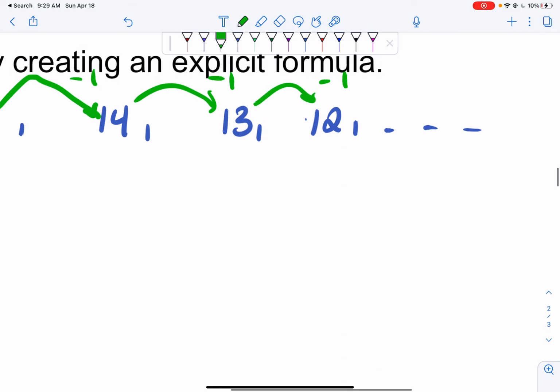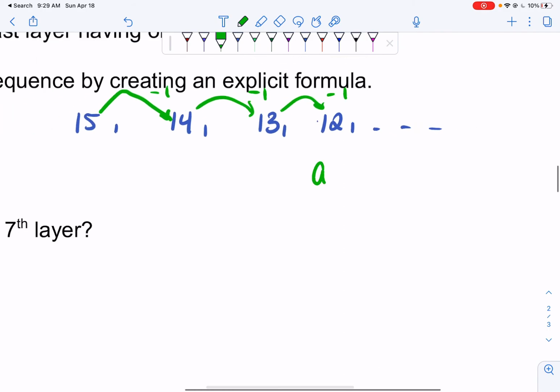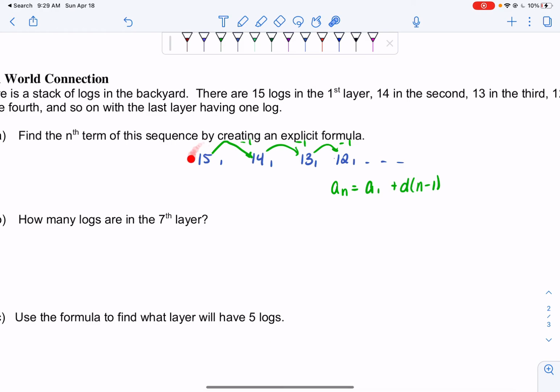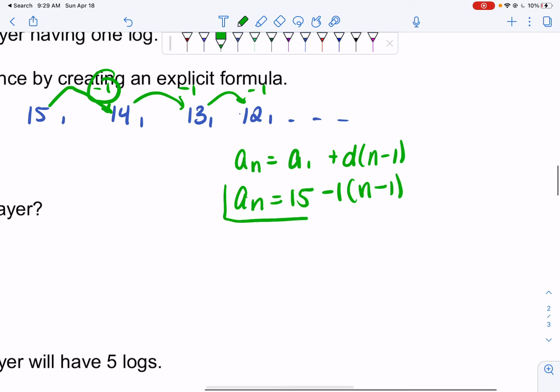So now I know that my rule says a sub n equals a sub 1 plus d times n minus 1. So when I do that, I know my first term is 15, so I can have a sub n equals 15. My difference is -1, so minus 1 times n minus 1. You can leave it like that, or you can simplify.